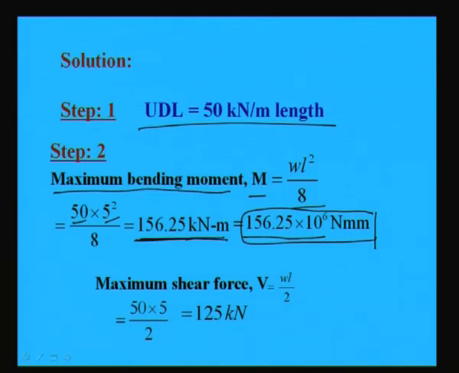Next, maximum shear force. We know for a simply supported beam, maximum shear force will develop at the end, at the support. So, that will become WL by 2, right. So, W is this, L is this. So, we can find the maximum shear force WL by 2, that is 125 kilonewton.